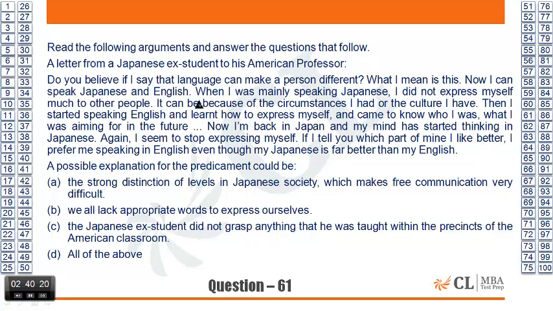Let's see. This is another argument. Okay, what does the question say? A possible explanation of the predicament. So there is a problem or paradox, and I have to look for an explanation. Let's see. A letter from a Japanese ex-student to his American professor. Do you believe if I say the language can make a person different? Okay, language making a person different. Okay, what I mean is this. Now I can speak Japanese and English.